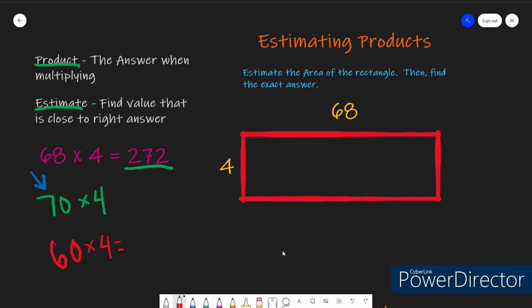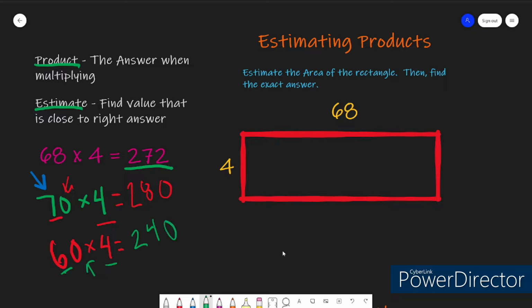With that being said, let's take a look at what we have here. 7 times 4 is 28, but we're missing that 0 left over. So it's actually going to be 280. Whereas 60 times 4, and a little shortcut is to do 6 times 4, which is 24. And not forgetting that 0 we added over, so it's 240.